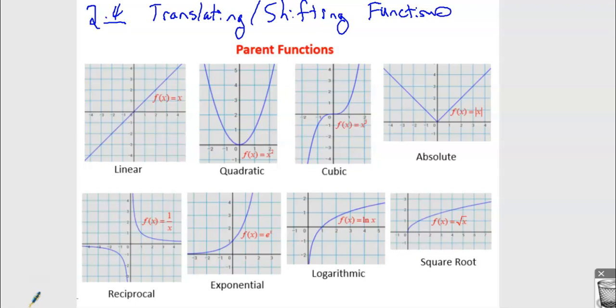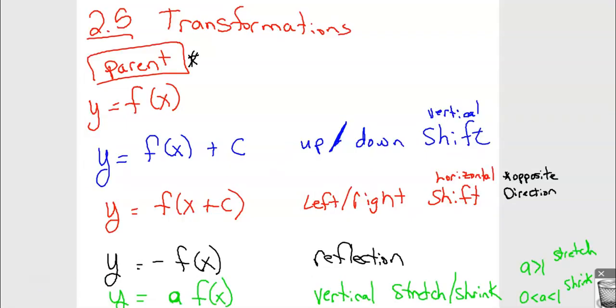Again, here's a look at our last lesson. Again, these are not all of the parent functions. These are just some of the common ones that you guys have seen before, and you've seen them multiple times. And so just become very familiar with these parent functions. All right, and what we're going to do is transform them. So let's learn how to do the transformations.